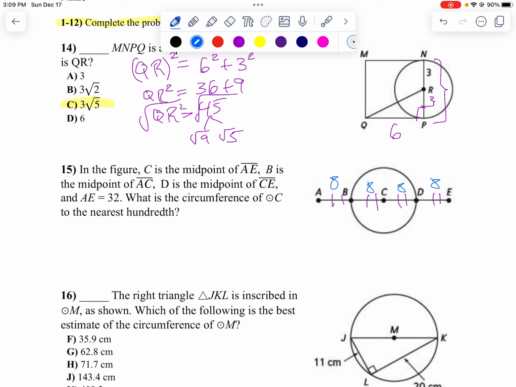So what's the circumference of C to the nearest hundredth? Well, that will be C is pi times D, or pi times 16. And they don't tell me the units, so we're just going to use your calculator. Take 16 times pi, round it to 2 decimal places, I get 50.27.